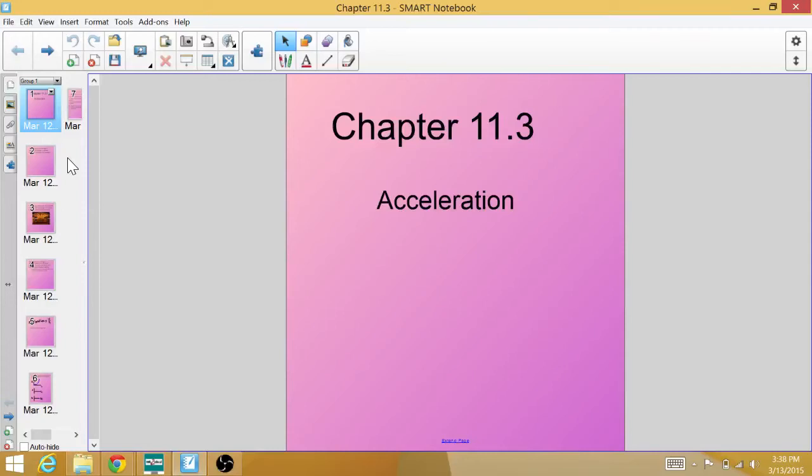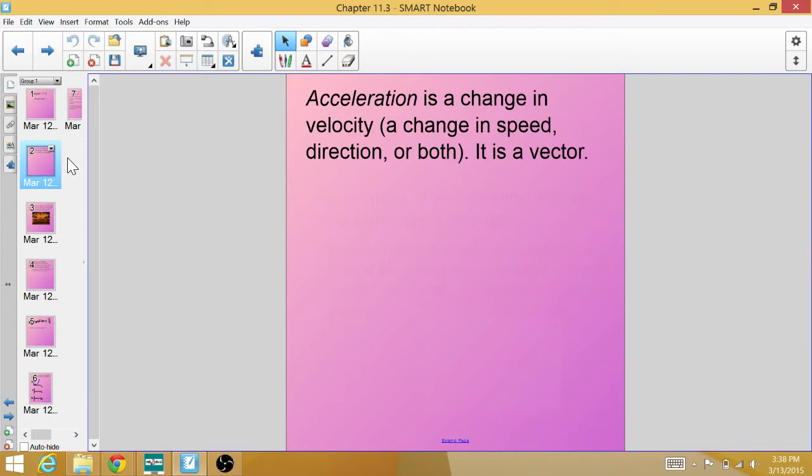Okay, today we're going to talk about chapter 11.3, which is acceleration. So you've all heard the word acceleration, and usually when people hear the word accelerate, they think of something speeding up. But acceleration is much more than that. It's actually defined as a change in velocity. So it is a change in speed, a change in direction, or both. And it's a vector, so it not only has a number associated with it, it also has a direction.